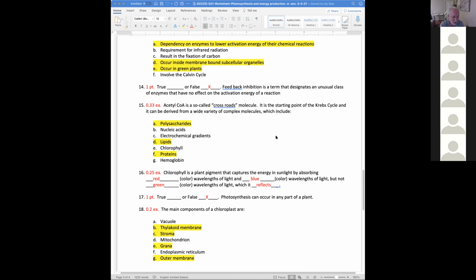The next one, chlorophyll, is a plant pigment that captures energy and sunlight by absorbing red wavelengths and blue wavelengths, but not green, which it reflects.